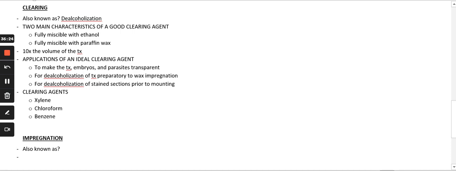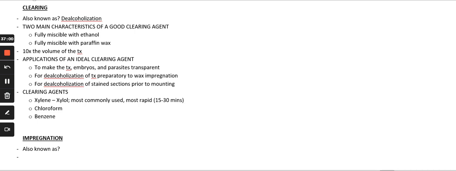Okay? Now, moving on, I will introduce you to three napod na clearing agents. The first one, you're already familiar with, your xylene. It's also known as your xylol, right? Your xylol and then xylene. It is the most commonly used clearing agent, and it is the most rapid. Take note, pila ganito. It ranges 15 to 30 minutes iyahang clearing time.